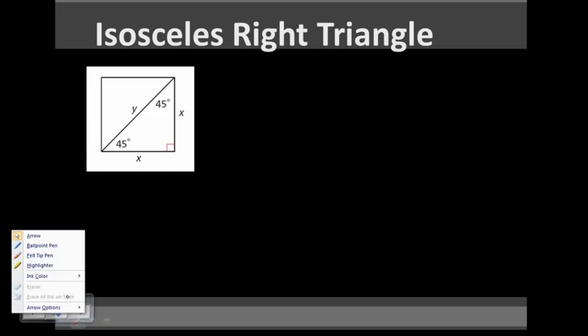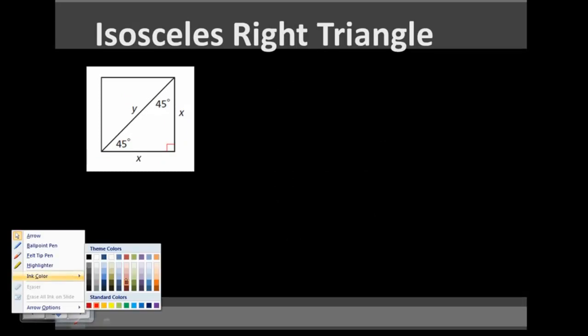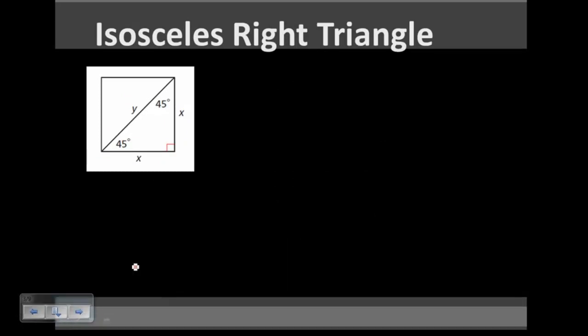So if we take a square and we were to draw the diagonal of that square and call its length y. Now because it's a square, we have a right angle in the corner, and the diagonal will actually bisect the angle to give us a 45-degree angle here, 45-degree angle here. The two legs of this triangle are both x because it's a square, and we don't know this side here, so the diagonal we're going to call y.